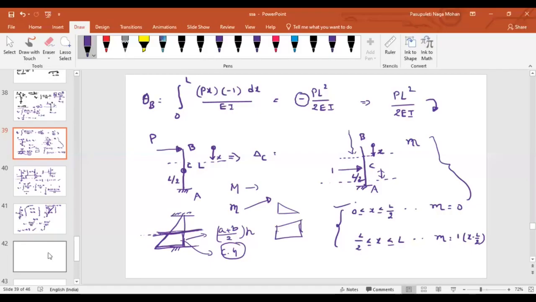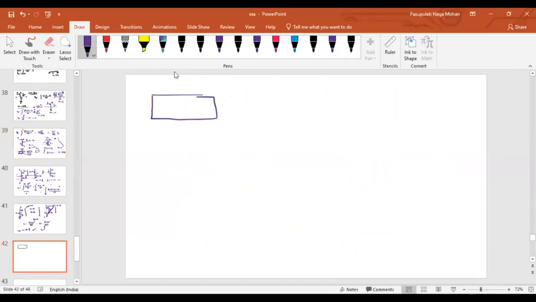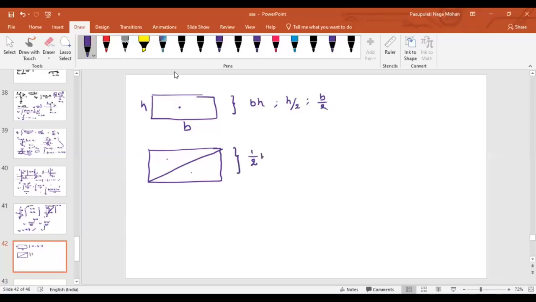For parabolic, do you know what the area is? What is the area of this rectangle? Let us say this is B, this is H. What is the area? B into H. What about the centroid? Centroid is H by 2 or B by 2. Now divide this into half. If I divide this into half, whatever the area of each part, as I divided into each part, half B into H.